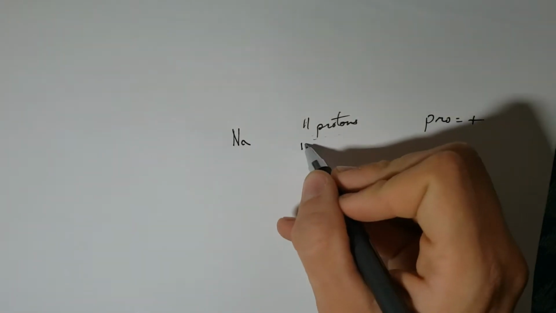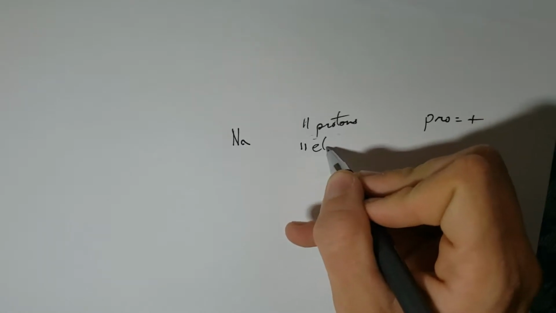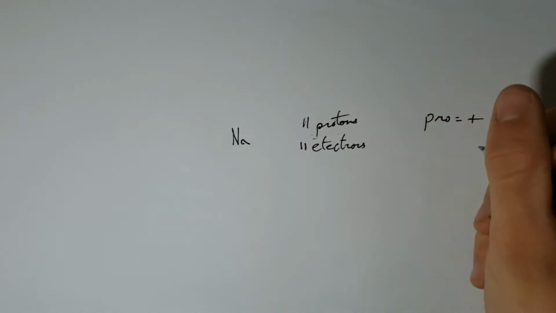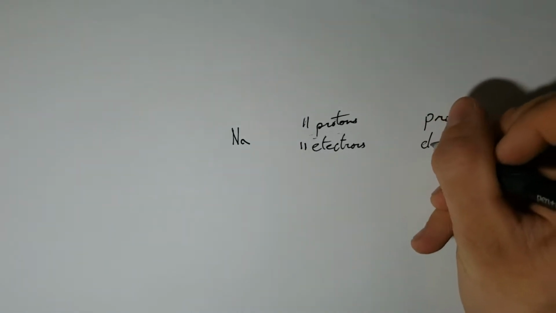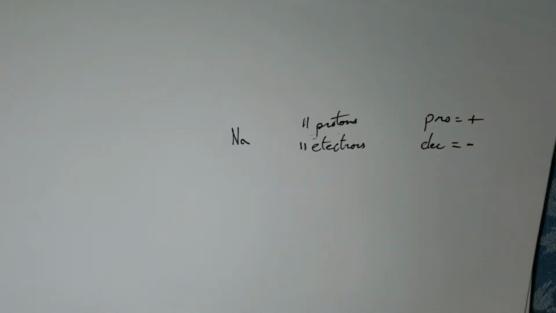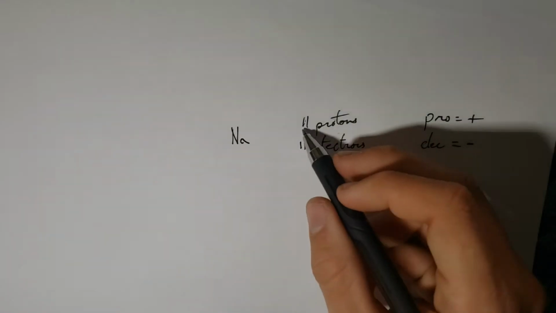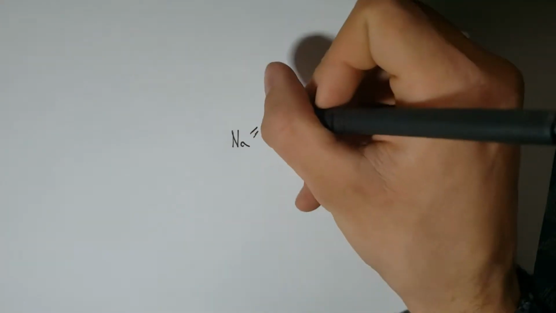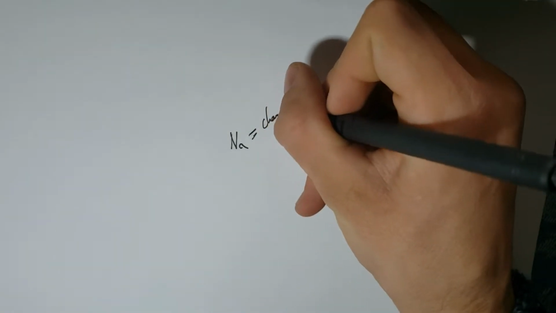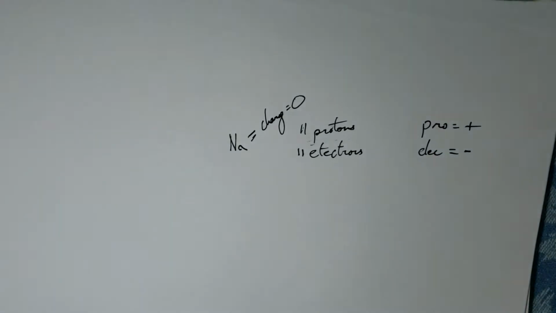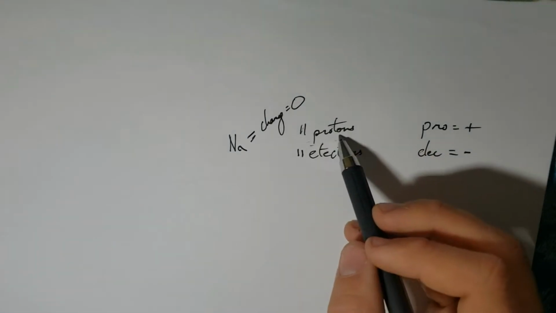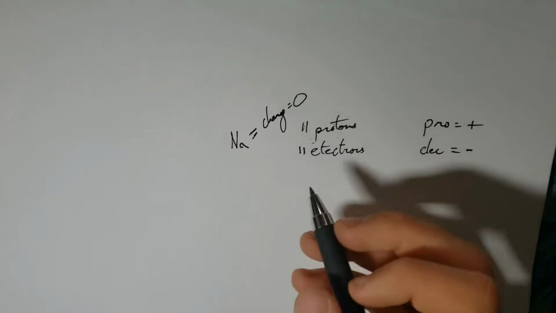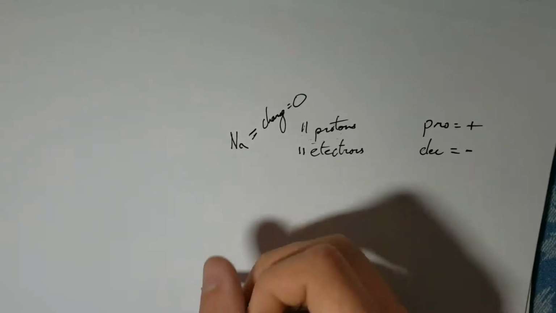And if it has 11 protons, then that means it has 11 electrons, because our electrons have a negative charge, and we always want the charge on our atoms to be 0. So if we have 11 protons, then that means we have 11 electrons. So let's figure out what a proton and an electron are.